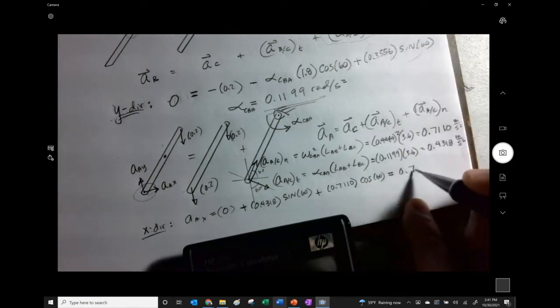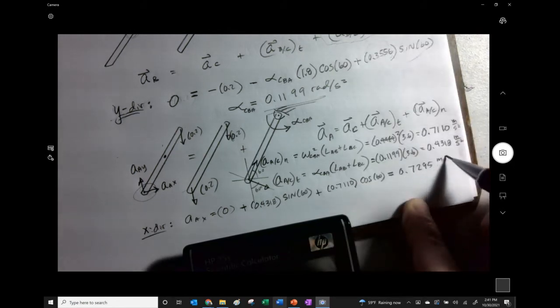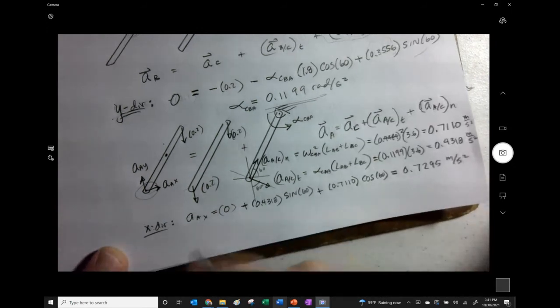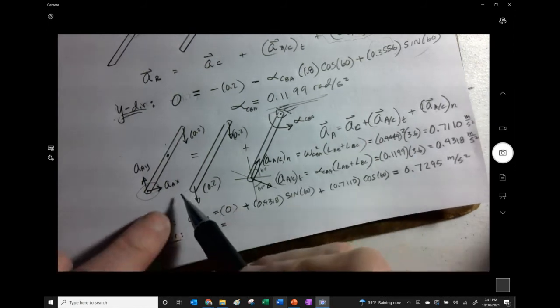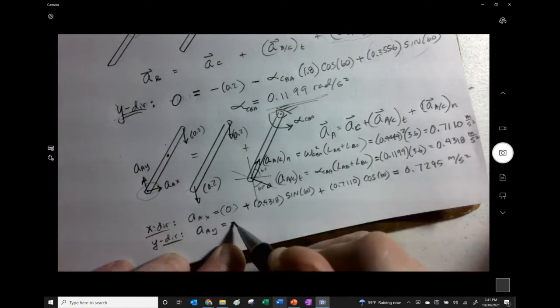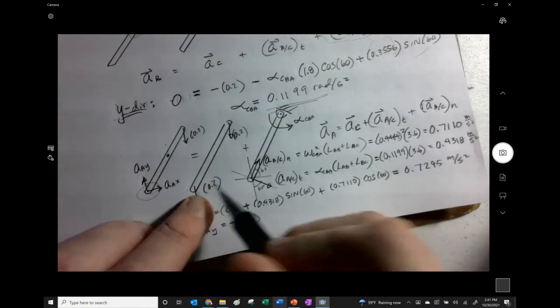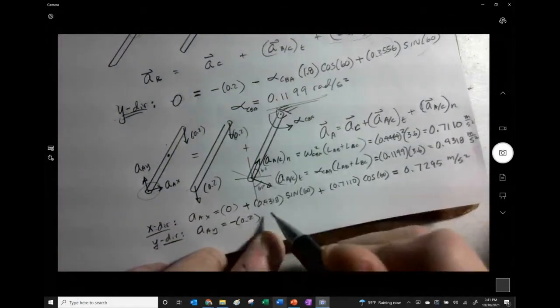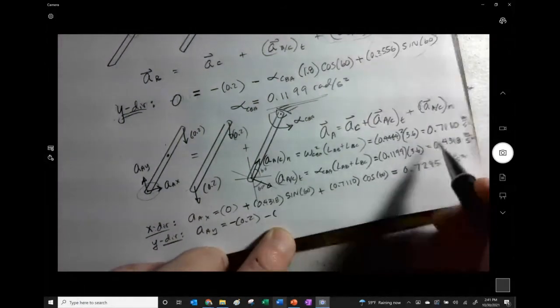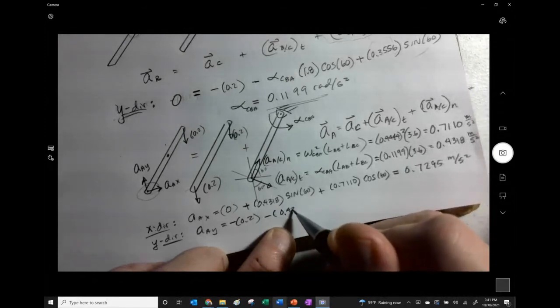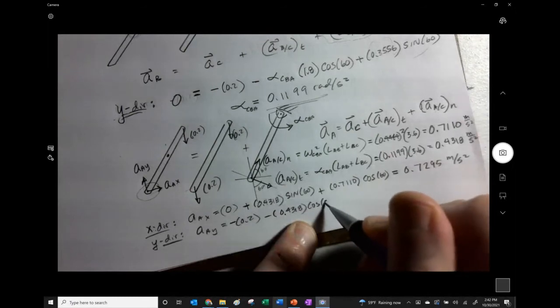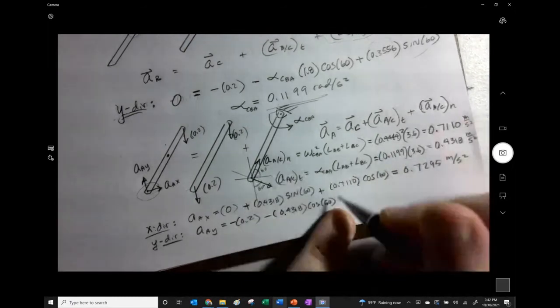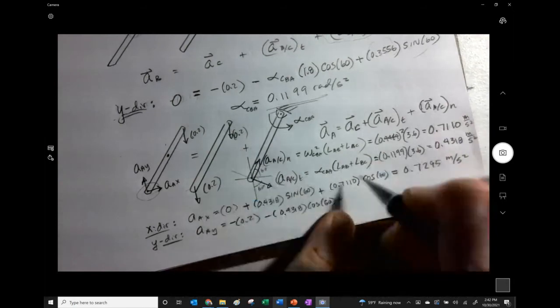So I got 0.7295 meters per second squared. And then in the y direction, acceleration of y, almost certainly going to be downwards, but I don't know that for sure. We're going to get a negative 0.2 because it's shown right there. Then we're going to get a negative 0.4318 cosine of 60. And then this was positive because it's going upwards.